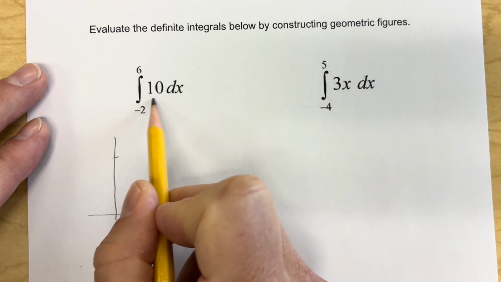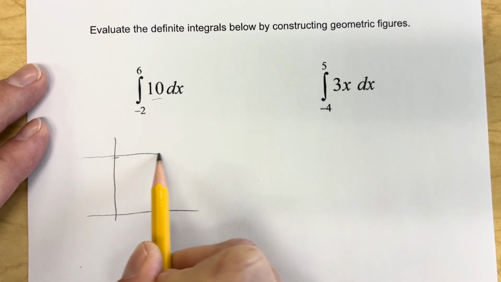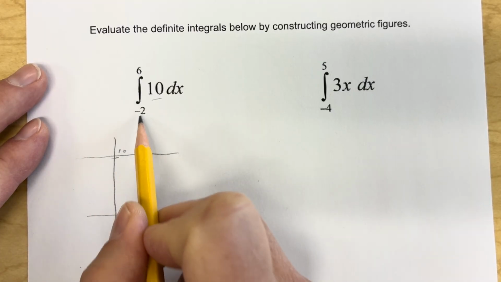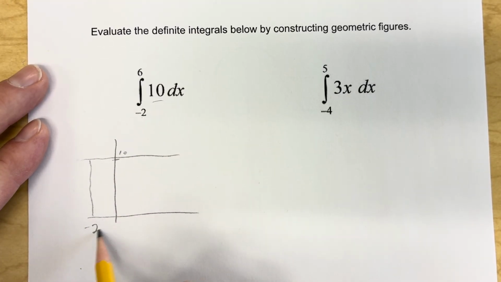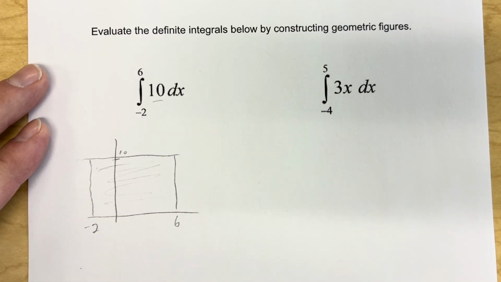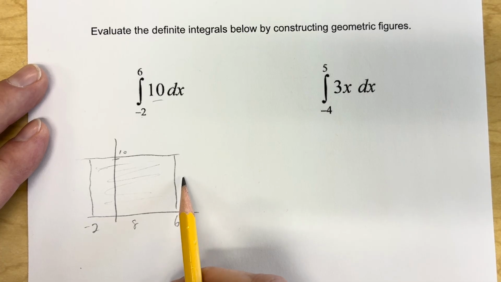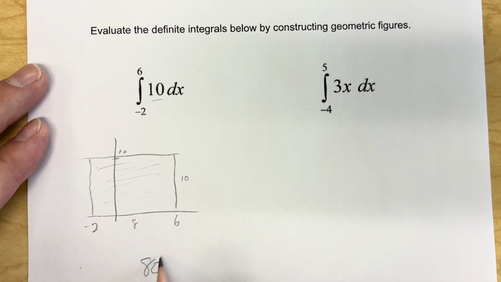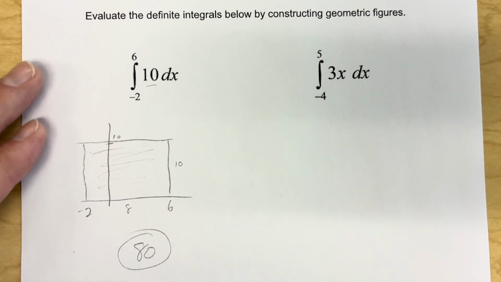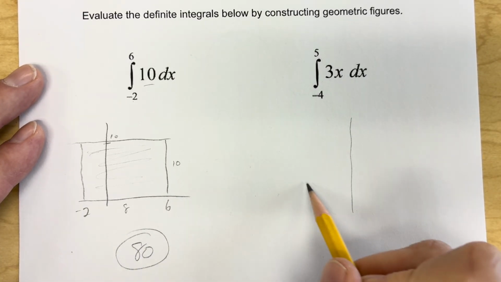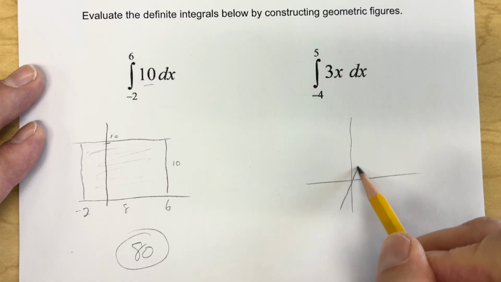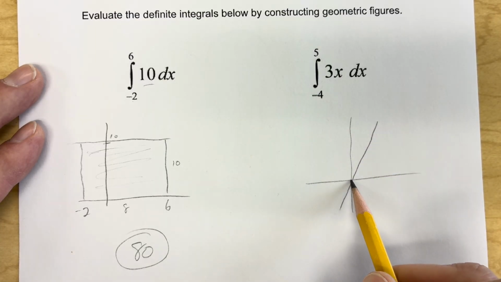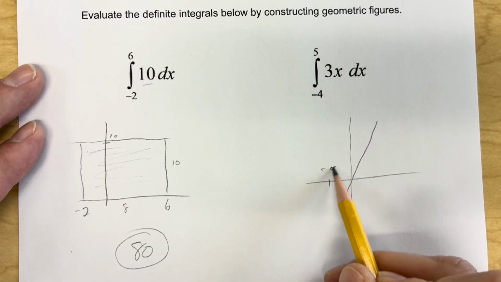All right, so when we say geometric figures, we're saying what does this look like? Up here, this is just a line at 10, and we're going from -2 to +6. So we've created a rectangle. That's what that integral represents. The base of the rectangle is 8, the height is 10, 8 times 10 is 80.